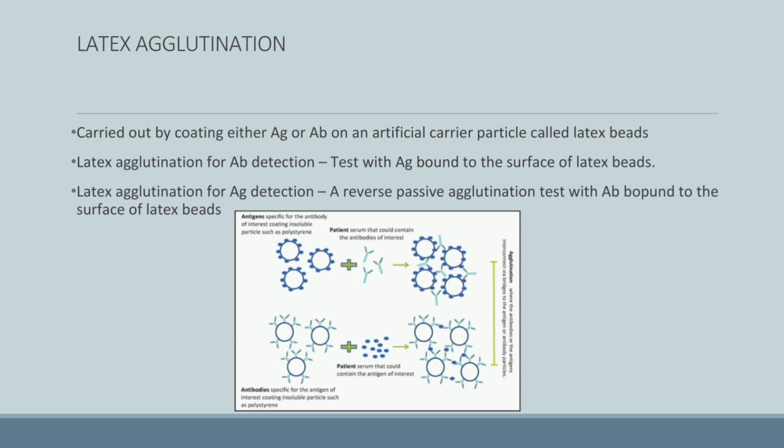First, the latex agglutination for antibody detection. It is a passive agglutination test with antigen bound to the surface of the latex beads. The size of the latex beads is 0.81 μm in diameter. In this, the latex particles are coated with the specific antigens. Then the latex agglutination for antigen detection is a reverse passive agglutination test with antibody bound to the surface of the latex beads. The latex beads are coated with the specific antibody, which are agglutinated in the presence of the homologous bacteria.